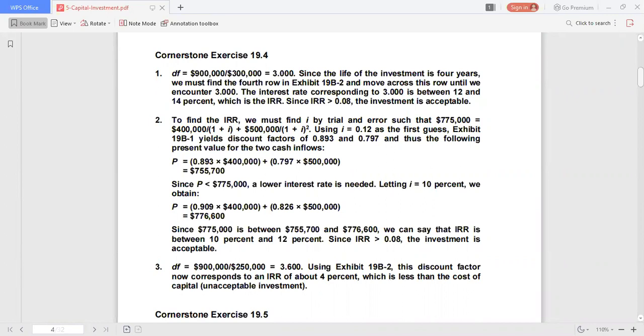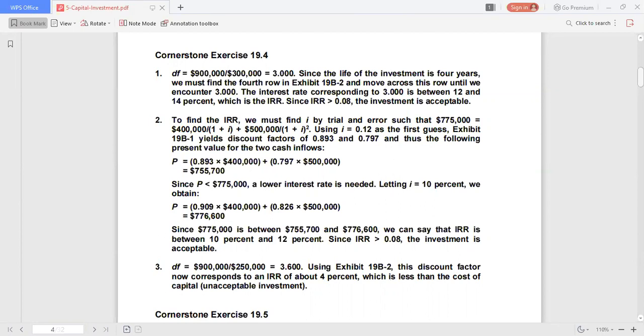A computer-aided manufacturing system that costs 775,000 and will produce labor savings of 400,000 and 500,000 at the end of the first and second years. Cost of capital is 8%. Now, in number 1, calculate the IRR for the first investment and determine if it is acceptable or not. Now, speaking of the IRR, that's the internal rate of return. It is acceptable if it is higher than the cost of capital. So, the cost of capital given in the problem is 8%.